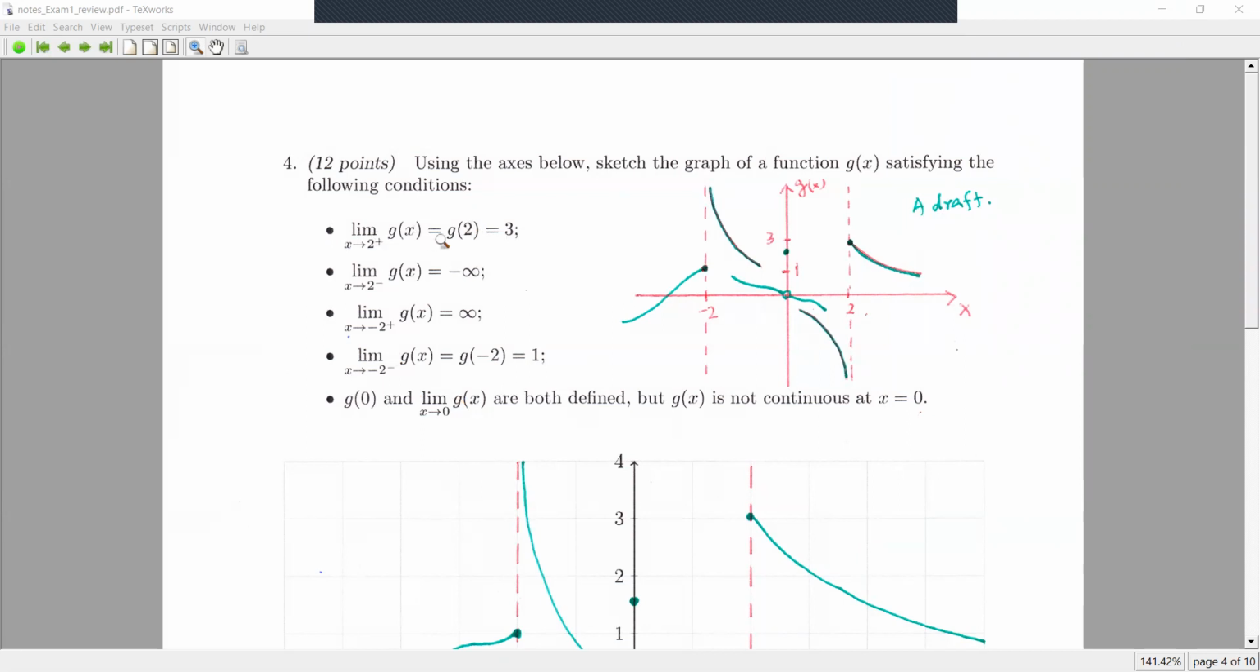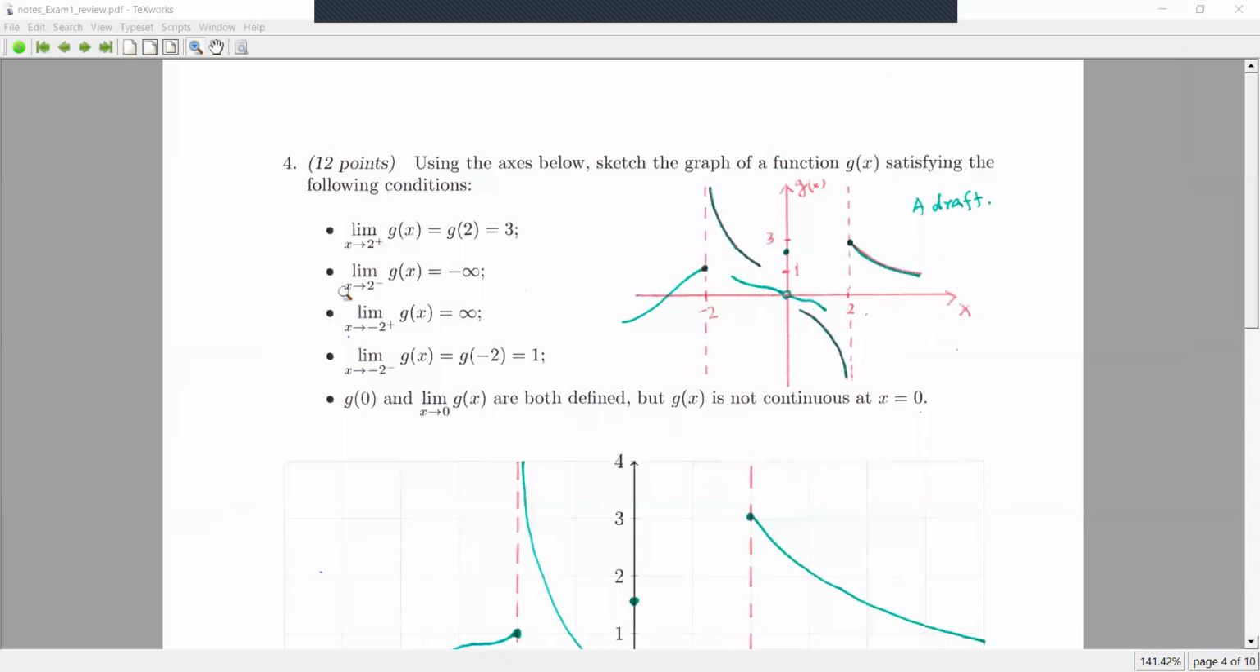Condition 1. Function value at 2 is 3. So at 2, I place a solid point here. The height of the solid point is 3. As x approaches 2 from the right side, function approaches the number 3. On the right side of 2, I draw a curve. This curve approaches this solid point. This solid point, the height is 3.